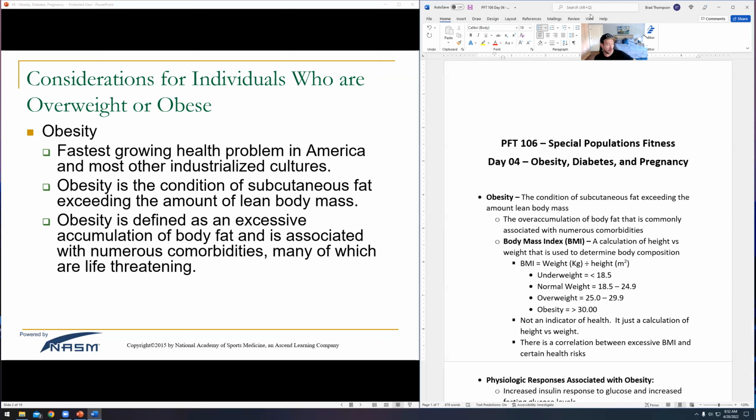So obesity as a definition is going to be a body mass index of 30 or greater. Okay, so anytime someone's body mass index is at 30 or higher, we're going to consider that obese. And the way that we measure body mass index is it is just your weight in kilograms divided by your height in meters squared. Okay, so that's it. It's just weight in kilograms divided by height in meters squared.